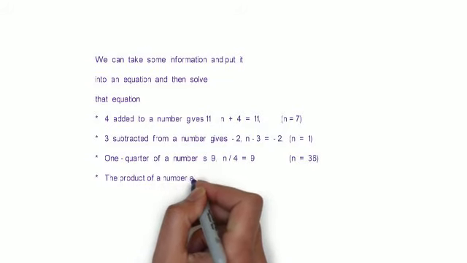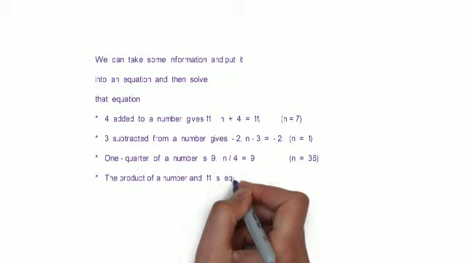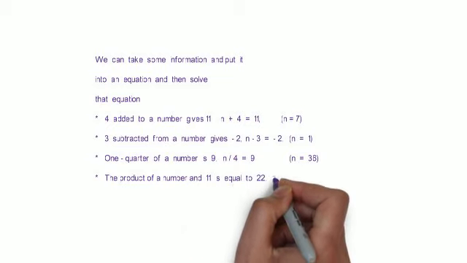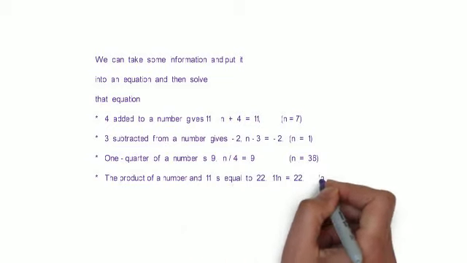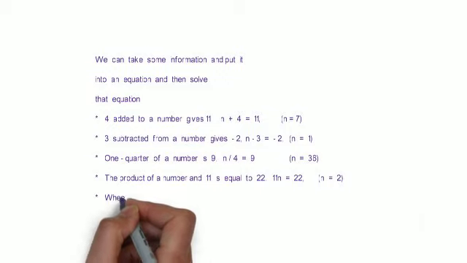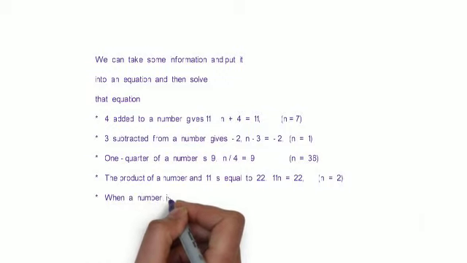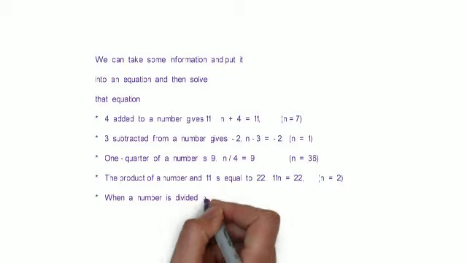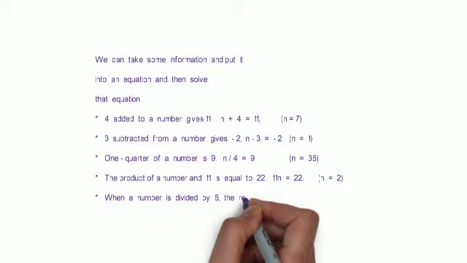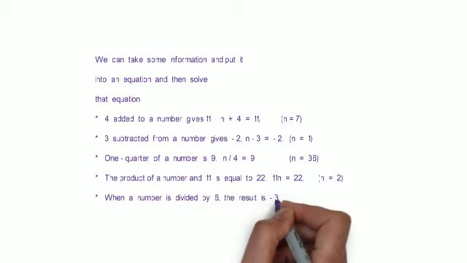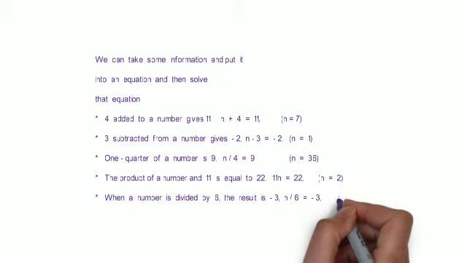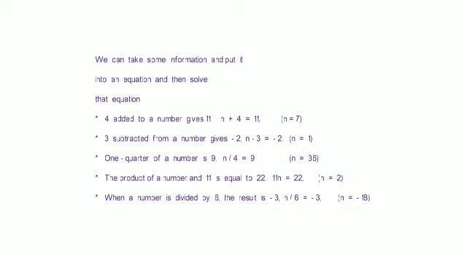The product of 11 and n equals 22, then n will equal 2 because 11 twos are 22. The number is divided by 6, the answer is negative 3. Therefore the number is negative 18, because if I multiply 6 by negative 3, I get negative 18.